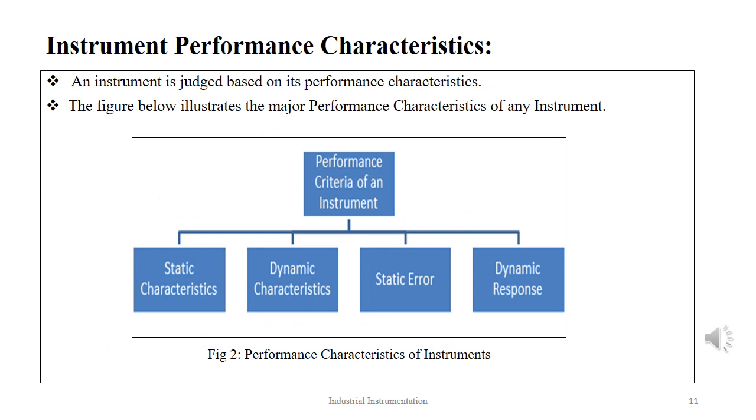The entire industrial instrumentation relies on the performance characteristics of instruments. The performance criteria of any instrument is broadly categorized into four segments: the static characteristics, the dynamic characteristics, the static error, and the dynamic error.